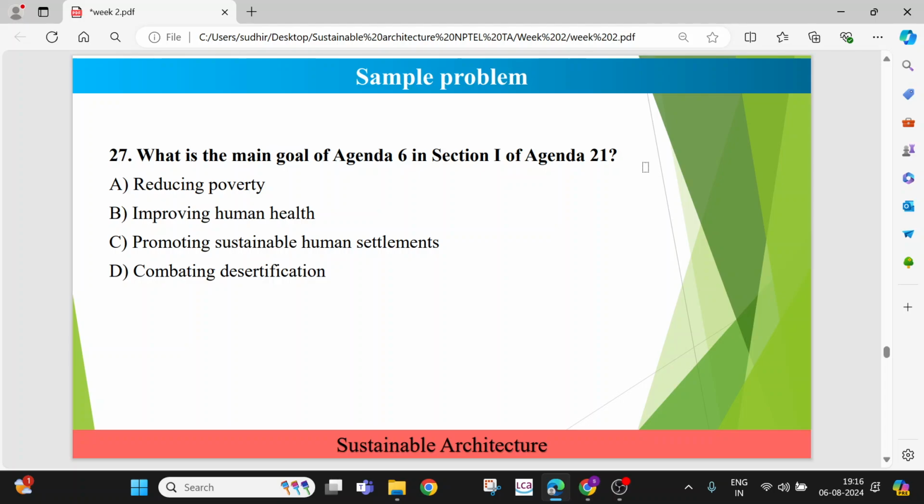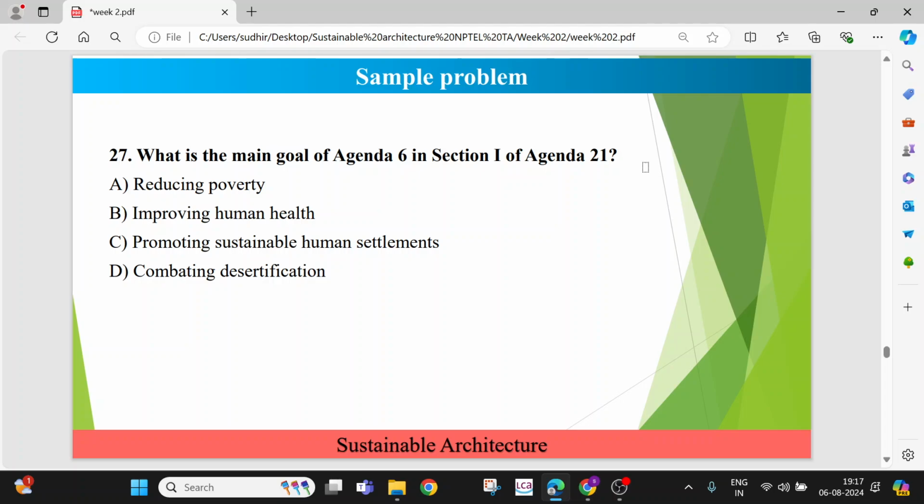And some more questions can be formed from Agenda 6, that Agenda 6 focuses on promoting sustainable human settlements, also emphasizing the importance of providing adequate shelter and managing human settlements in an environmentally sustainable manner. And this also includes integrating environmental infrastructure such as water and sanitation systems, and ensuring sustainable land use and transportation systems.